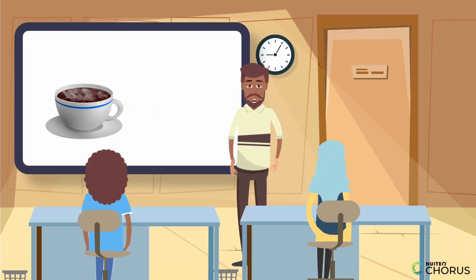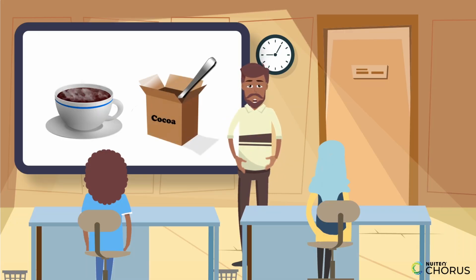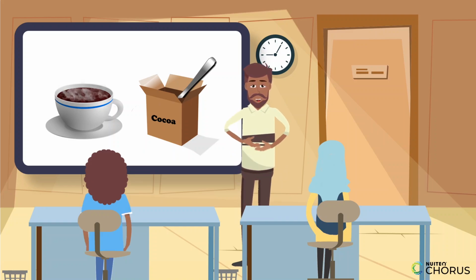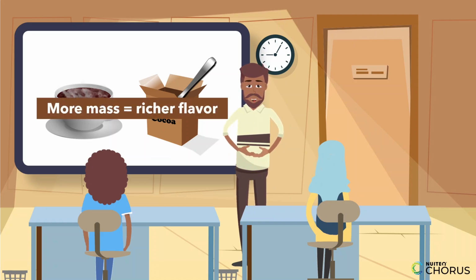Imagine you're making hot chocolate. What happens when you add more cocoa powder? It tastes stronger. Exactly. Adding more cocoa powder increases the mass of the mixture, resulting in a richer flavor.